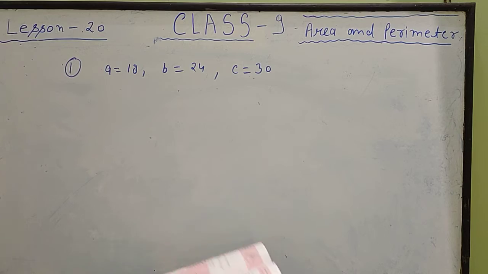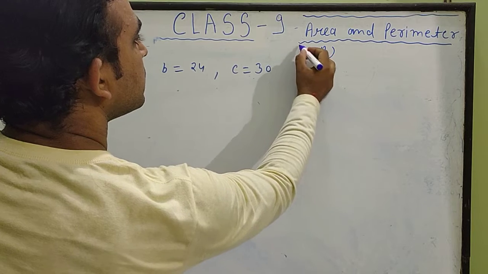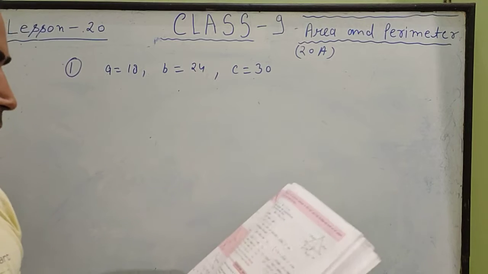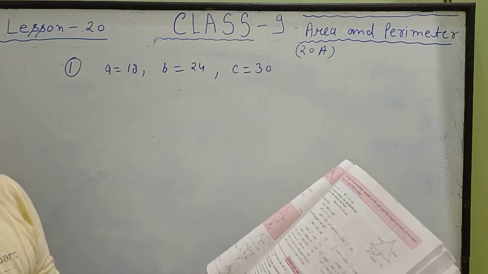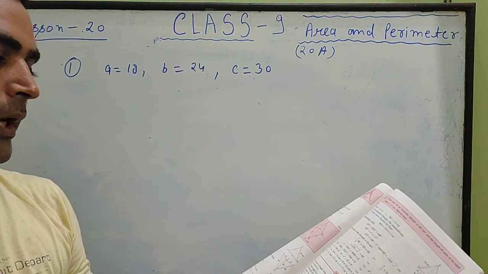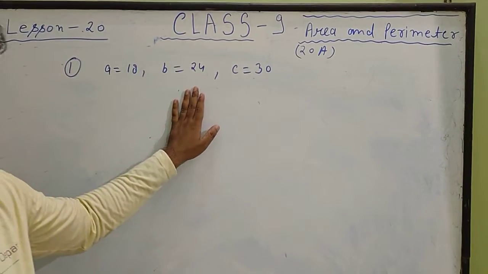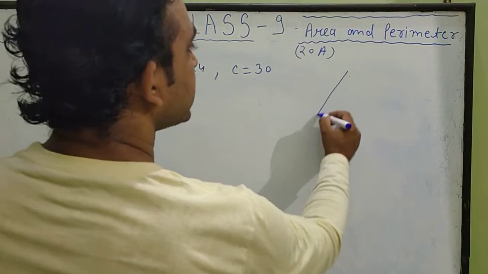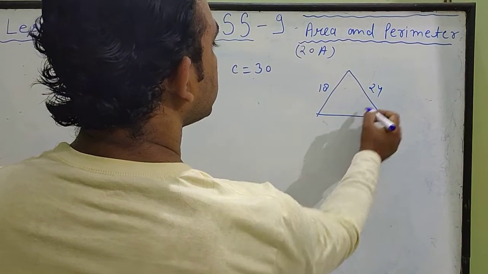Okay, so from exercise 20A, question number 1 is: find the area of a triangle whose sides are 18 cm, 24 cm and 30 cm. Also find the length of the altitude corresponding to the largest side of the triangle. Okay, so three different sides are given. First side 18, second 24, and third 30 centimeter. It means we have to use the first formula, that is Heron's formula, because all three sides are different.